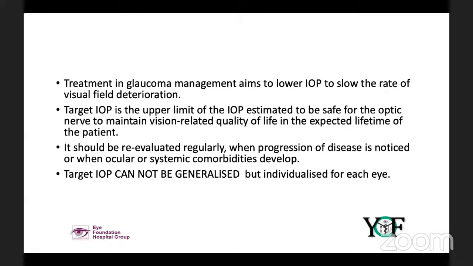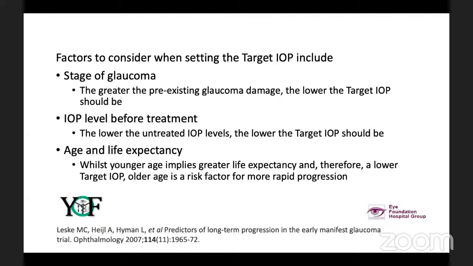Target intraocular pressure cannot be generalized, but individualized for each eye. There are factors that are considered when setting the target pressure. These include the stage of the glaucoma. The greater the pre-existing glaucoma damage, the lower the target intraocular pressure. Also, the lower the untreated intraocular pressure level before treatment, the lower the target intraocular pressure should be.